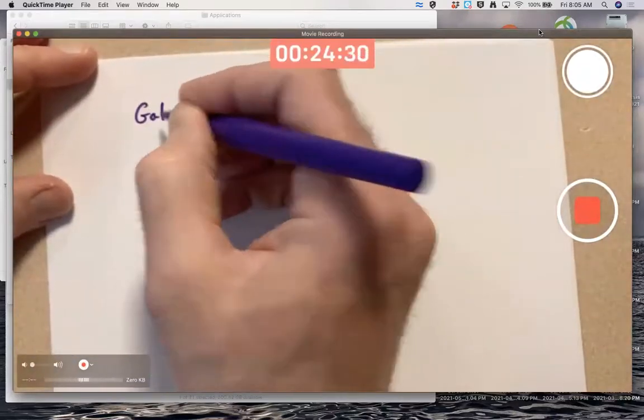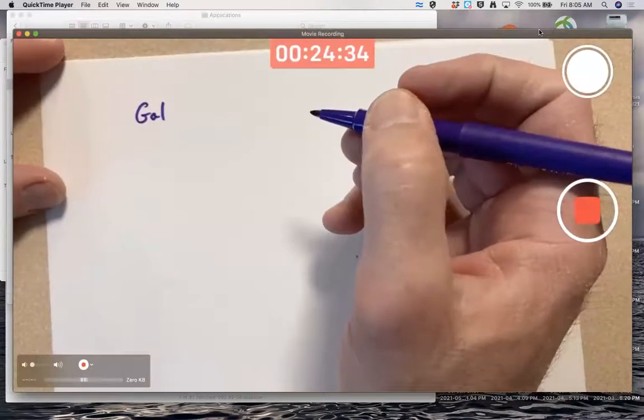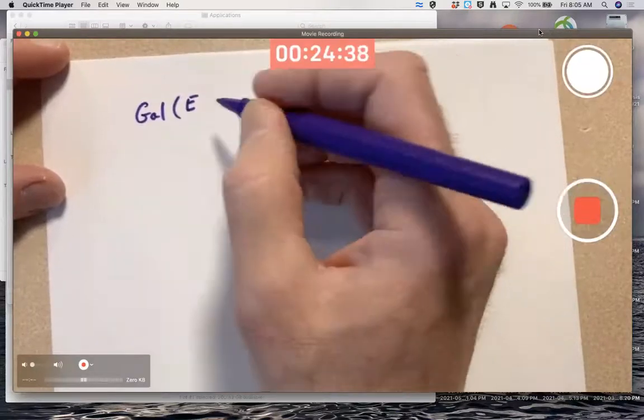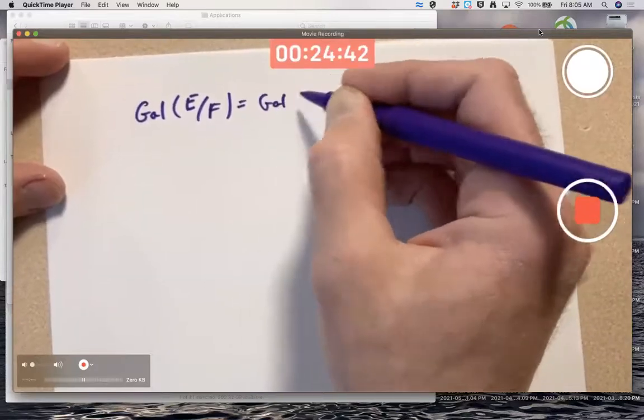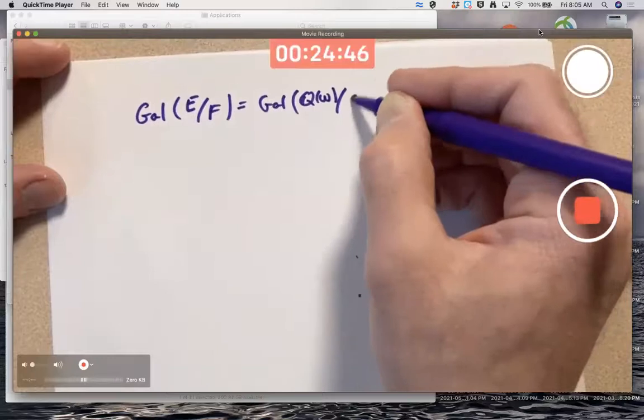So what is the Galois group? The Galois group of this polynomial over Q is the same as the Galois group of the field extension, which is the splitting field over Q. So that can be written this way, Q(omega) over Q.